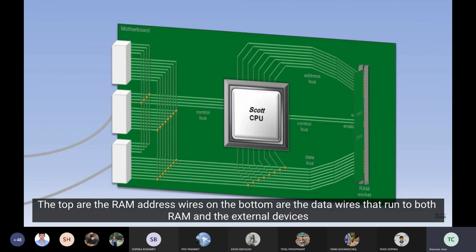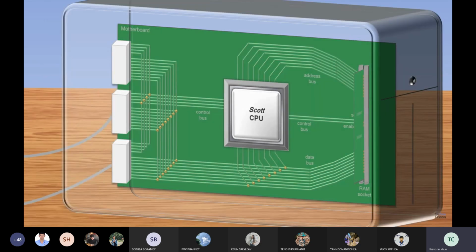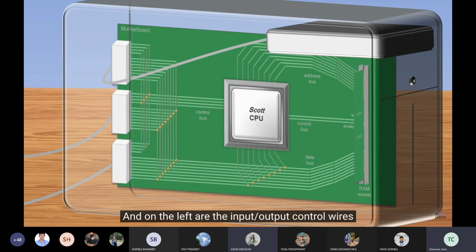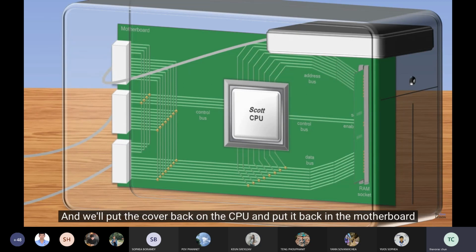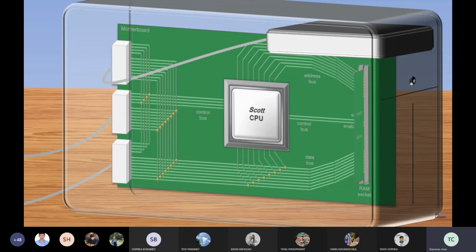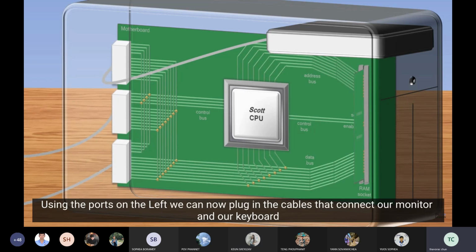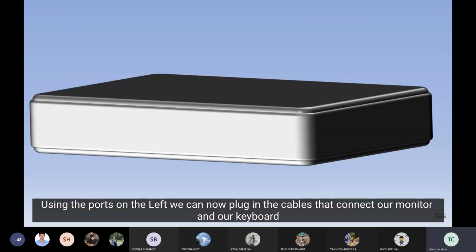So we'll zoom out to see how the motherboard fits inside the computer case. In the computer case is the last component we'll look at, which is the hard drive. As soon as the power to the computer is turned off, all the data in RAM is lost, so you have to have a way to store it more permanently. For that, we use a hard drive.